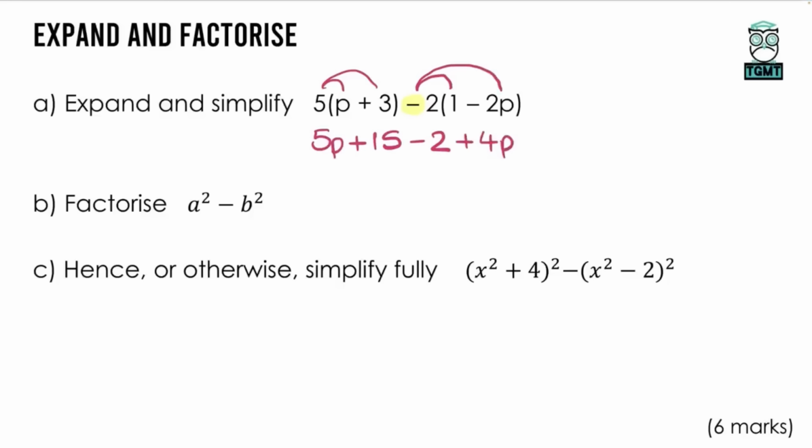And now we can collect those like terms together. So we have 5p, add 4p, so in total we are going to have 9p. And then we also have the 15 here, take away 2, which leaves us with 13, so that's plus 13 in total. And there we go, we get 9p plus 13. Now this next part here is a little bit of a strange quadratic. We have a squared minus b squared.